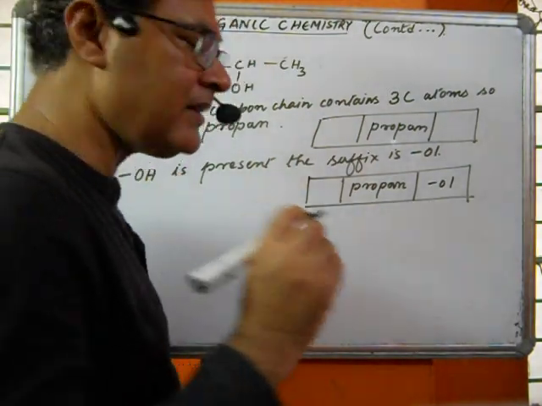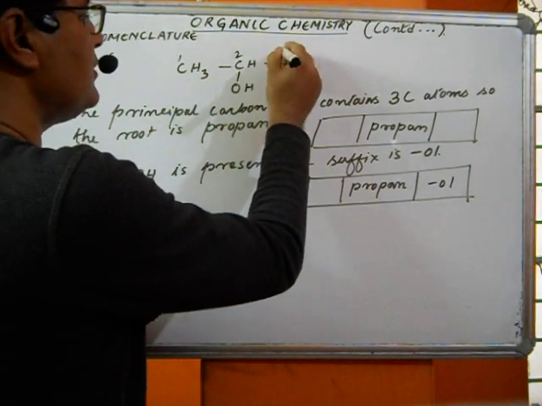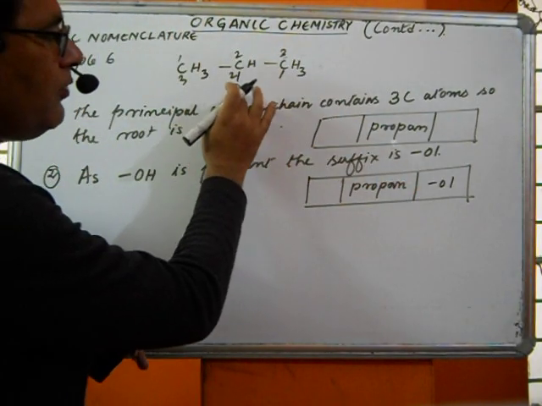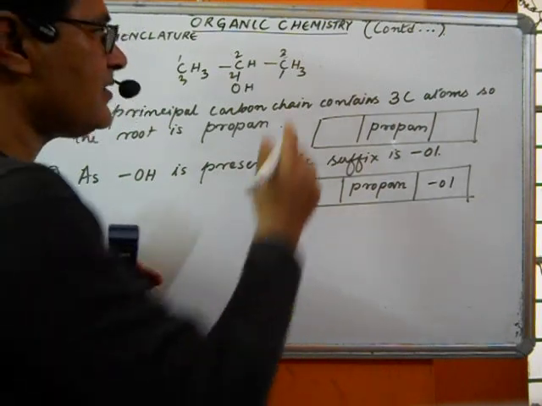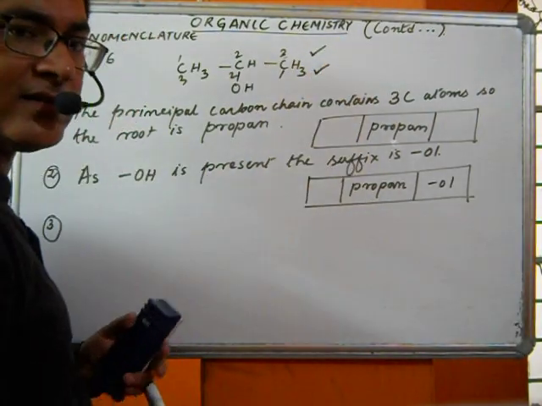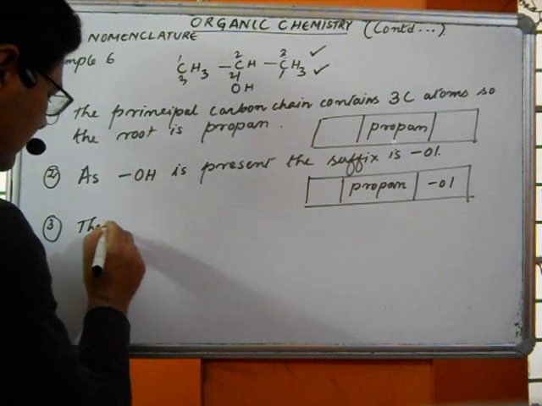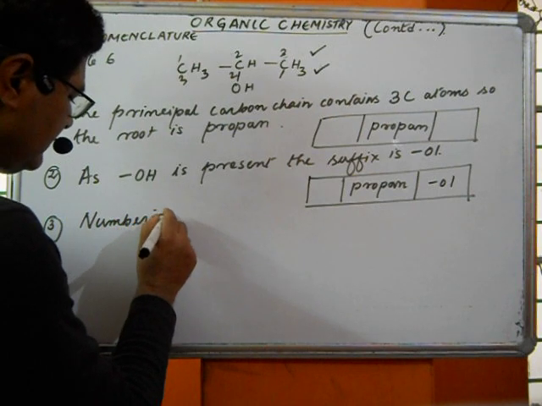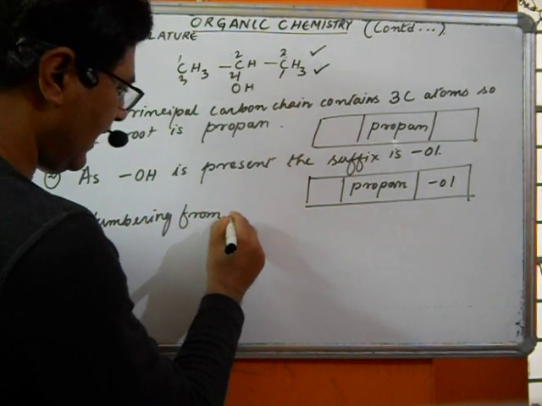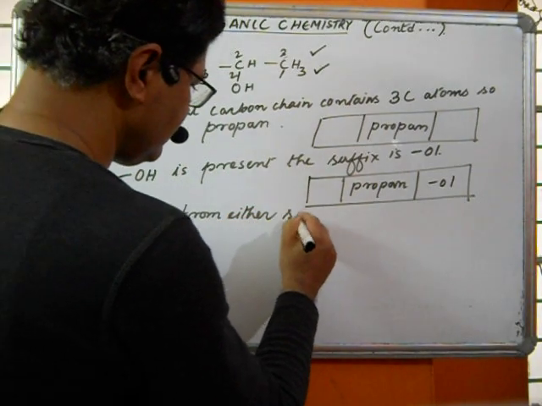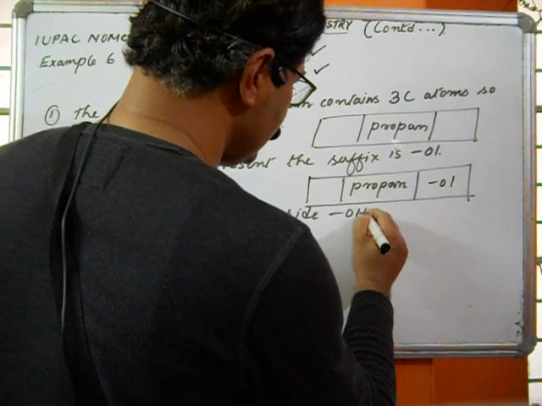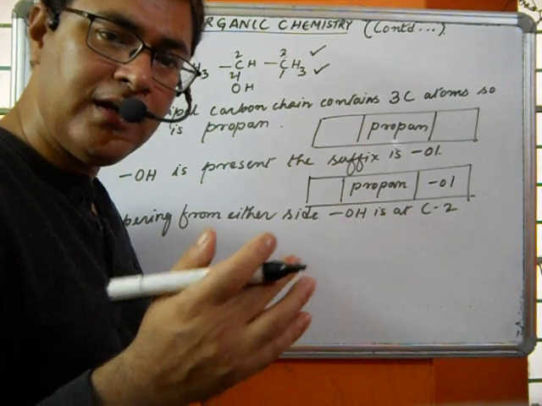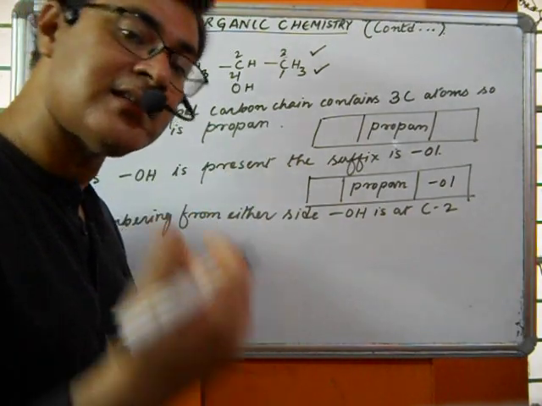Now observe. Now my work is to number the carbon chain. 1, 2, 3, 1, 2, 3. From whichever side you number, you see the OH is at number 2 position. So this is also correct, this is also correct, right? Numbering from either side, dash OH is at carbon 2. If it is a different numbering, the lowest location number is taken.